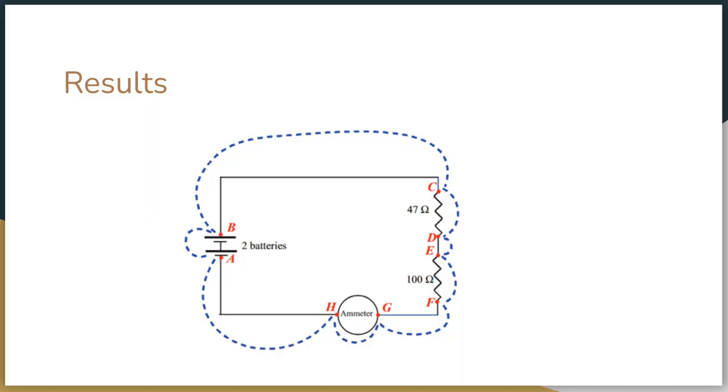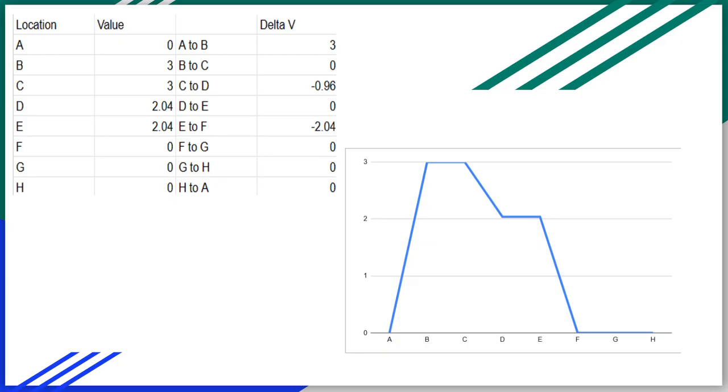Our next slide shows the path that the lab wants us to measure our voltage along using a voltmeter, and these are the results from it. You can see how it all adds up to 3, which is the voltage of the battery.